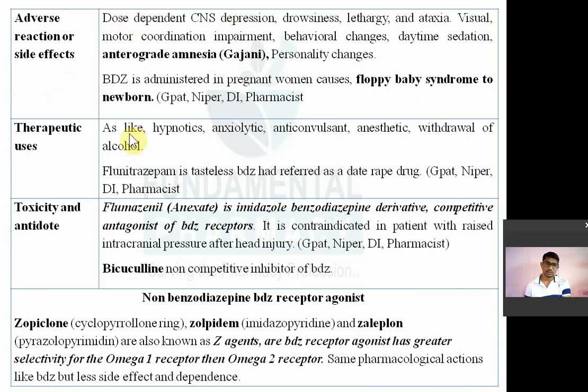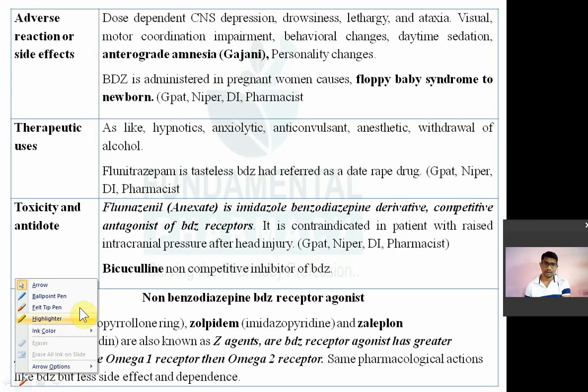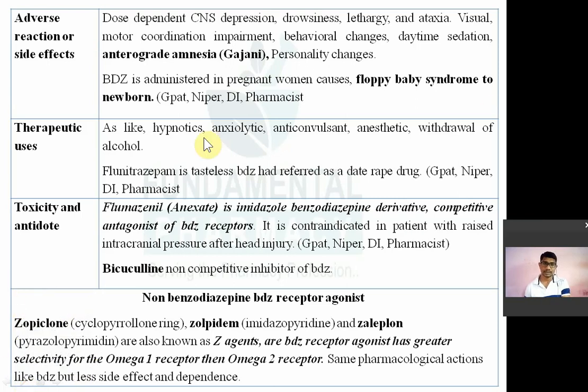Now, what are the adverse reactions? Dose-dependent CNS depression, drowsiness, lethargy, ataxia. That is the main adverse event. Ataxia is the most important. Drowsiness, CNS depression, lethargy, ataxia, visual motor incoordination. Impairment, behavioral changes.